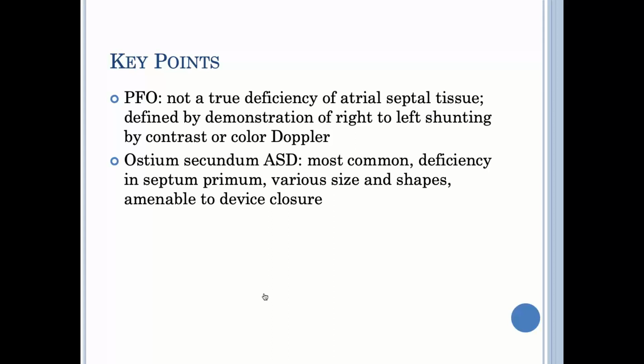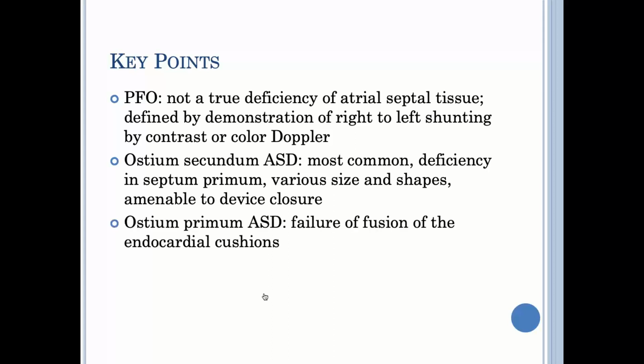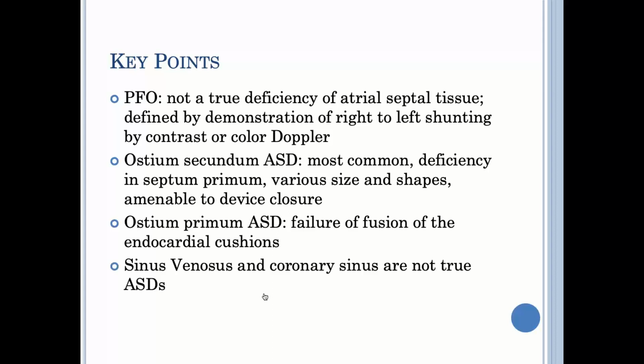They can be various sizes or shapes. They're amenable to device closure. Ostium primum ASD is failure of fusion of the endocardial cushions, not amenable to device closure. Sinus venosus and coronary sinus defects are, again, not true ASDs, not amenable to device closure, but there are other associated septal defects that are important to be aware of.